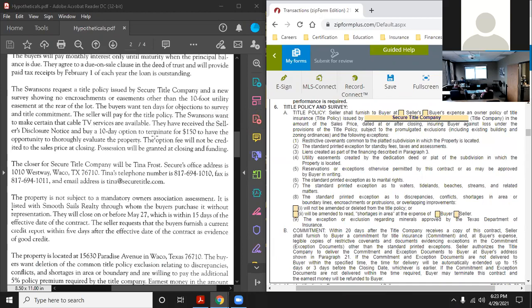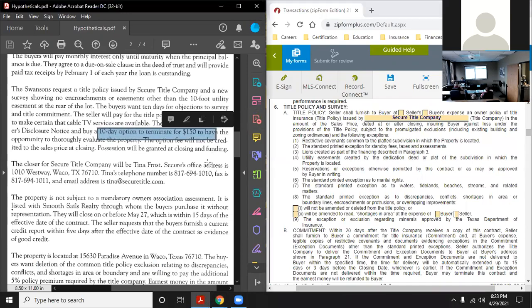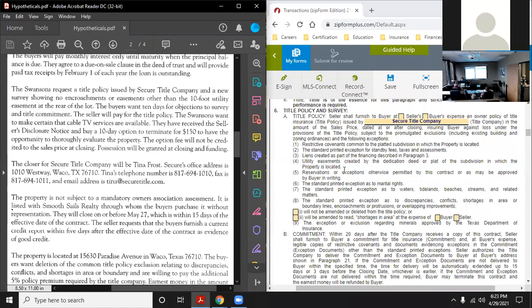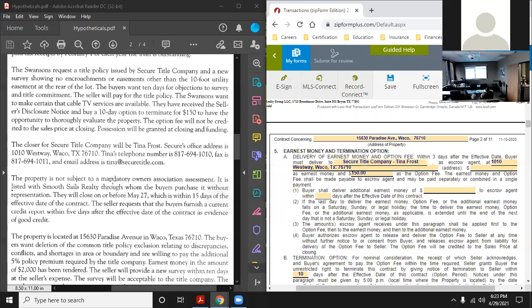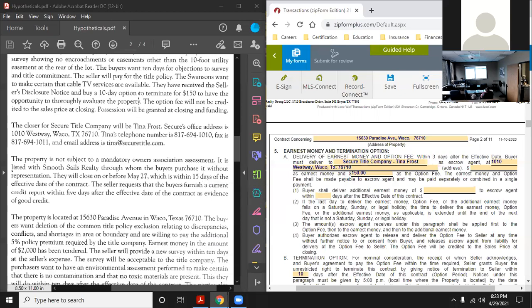Okay, and then they basically want a 10-day option for $150. So we will put that in here, $150 for option money for a 10-day option period. The option fee will not be credited to the sales price at closing. Yes, it will. It has to be now. So even though this says it will not be, it's not able to not be anymore. It has to be. That's just what the new contract says. Again, when this paper was written, this contract was different, where you checked a box on if it would be or would not be credited at closing.